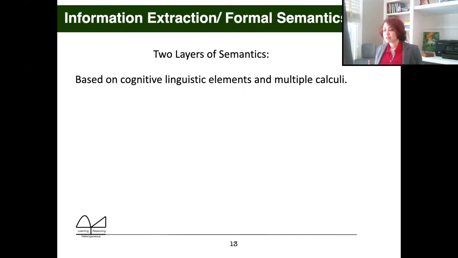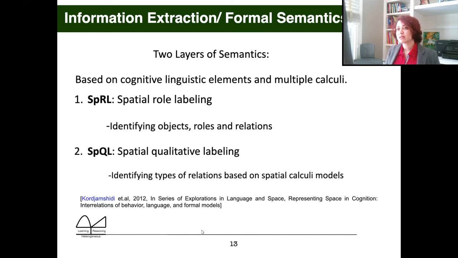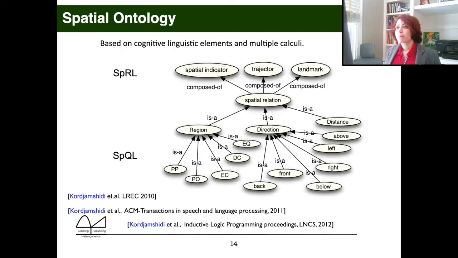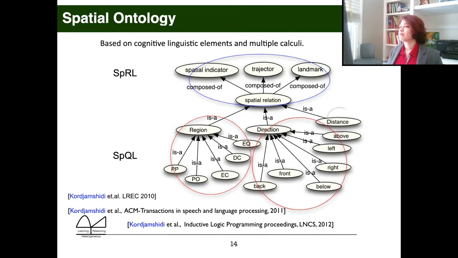So the oldest studies that I did, mostly on spatial language understanding, was to go into the semantic representations based on linguistic studies, identifying the objects, roles, and relations, and also formal representations of the spatial information. This got us to something we call the spatial ontology, that tells us these are the important concepts that you're going to extract from the language, and these are the important types of formal spatial relations that you need to look at: topological, like partially overlapping, directional, like left, and distal information.